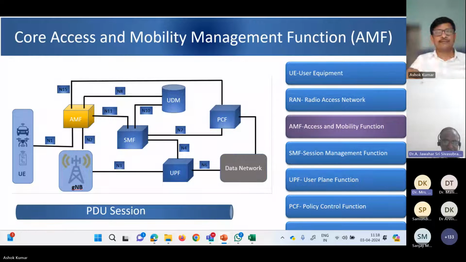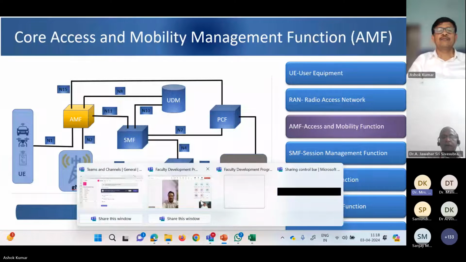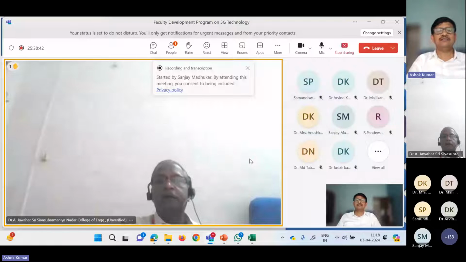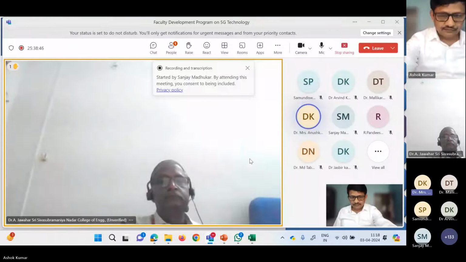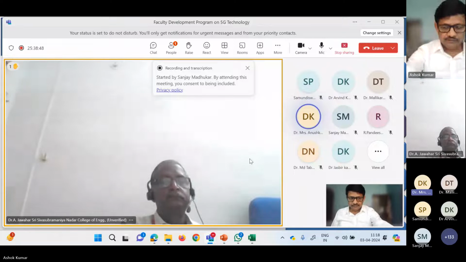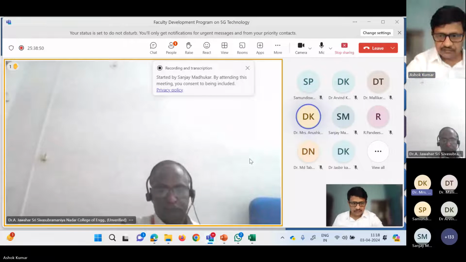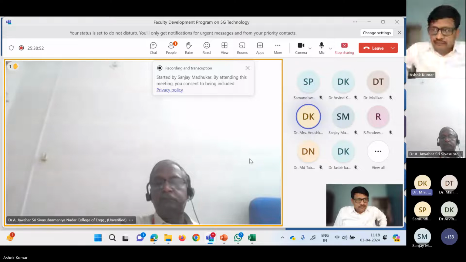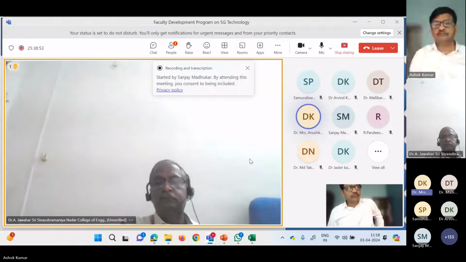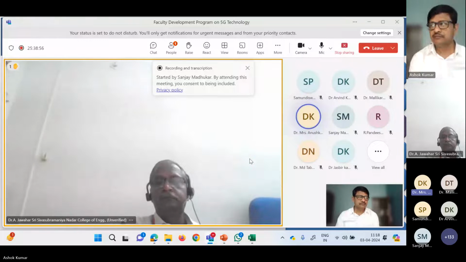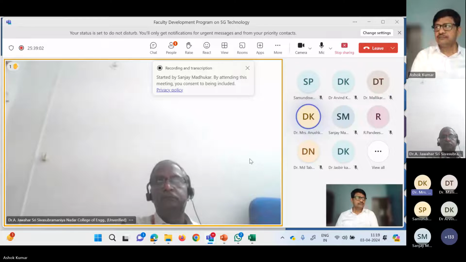Sir, I have a question. Is it related to the user data only, what we have talked? Before starting with the QoS flow or the PDU session to be established, we should go for authorization and verification of the user. So before that, some control plane activity has to be started, right, sir?